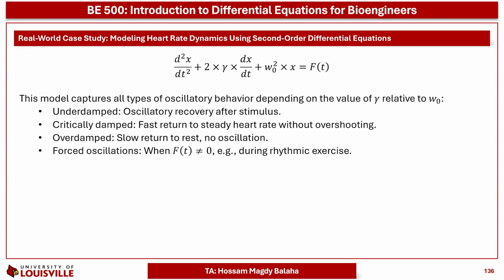In this model, we will capture the different types of oscillator behavior depending on the value of gamma relative to omega naught. Using both of them together, we will calculate zeta, and zeta will determine the type, whether it's underdamped, critically damped, or overdamped. For the first 3 of them, we will use the general solution, and for the last one, we will use the function solve_ivp, initial value problem, to solve the problem numerically. Again, the first 3 have no force, so f of t will equal 0, but the last one will contain a force, f of t doesn't equal 0.